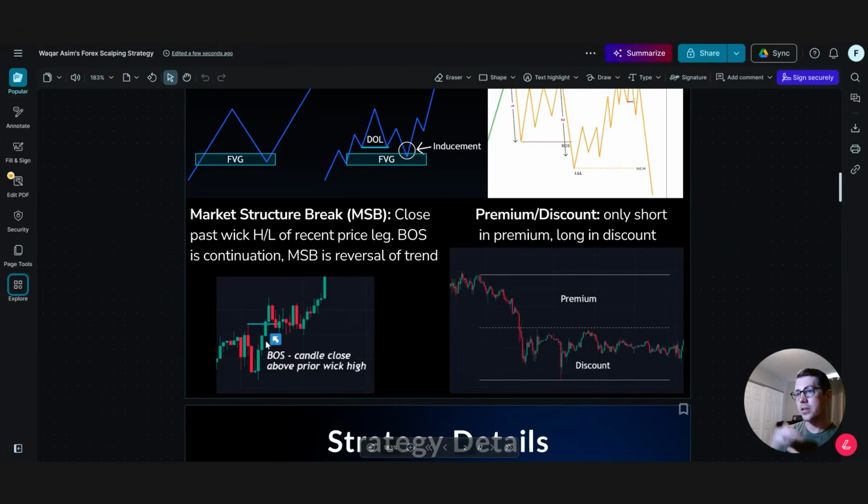A break of structure can be to either side, but a market structure break is, you know, if price has been trending to the downside and you see a break of structure to the upside, that's called a market structure break. They're kind of the same thing. I usually refer to it as break of structure because it's, you know, both ways, but the difference between the two is a market structure break is kind of a reversal of the trend.